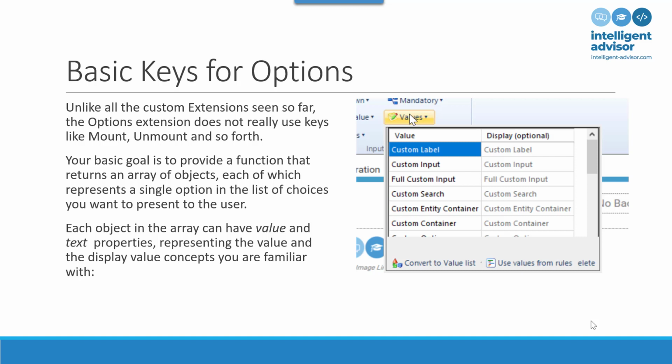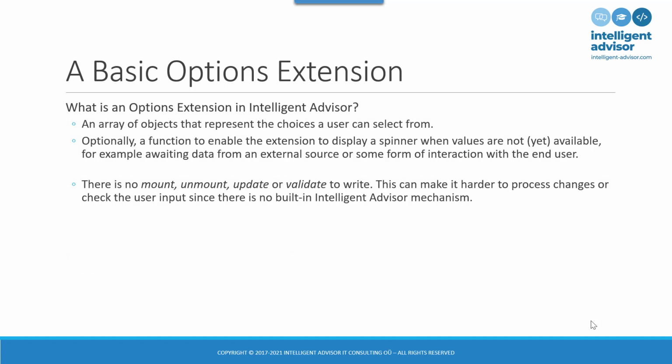It's called a value property and a text property, and you're going to wrap it all up as an array of objects. That's what you're going to build. But unlike the others, you're not going to have a mount or an unmount or a validate or an update. You're really just going to go straight in and write a function that returns, or write some code that returns, this kind of array of objects. So now we've understood that basically our job is to create an array of objects, and the array of objects represent the choices a user can select from.